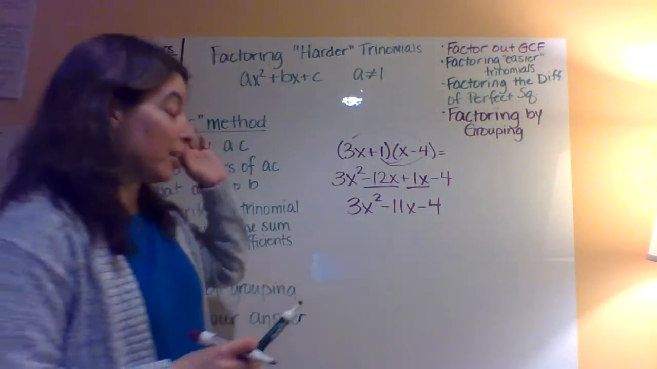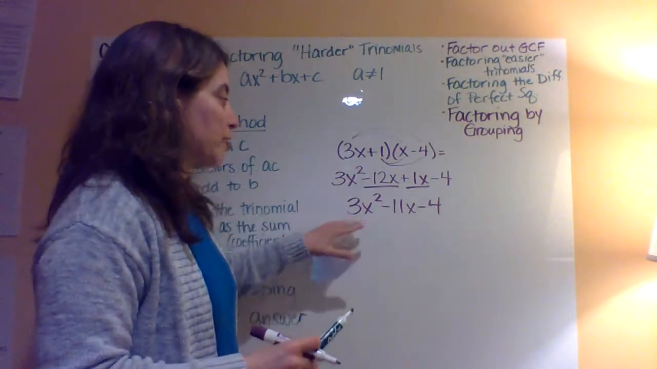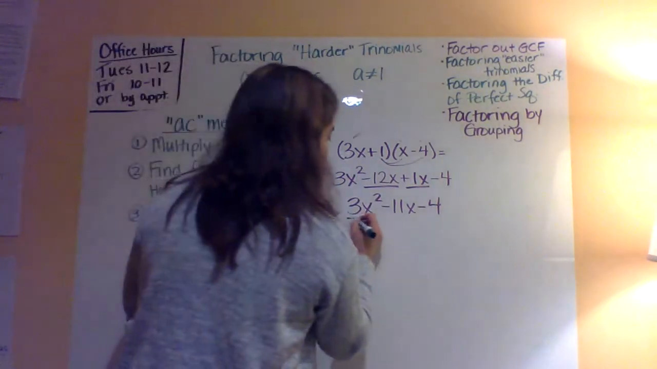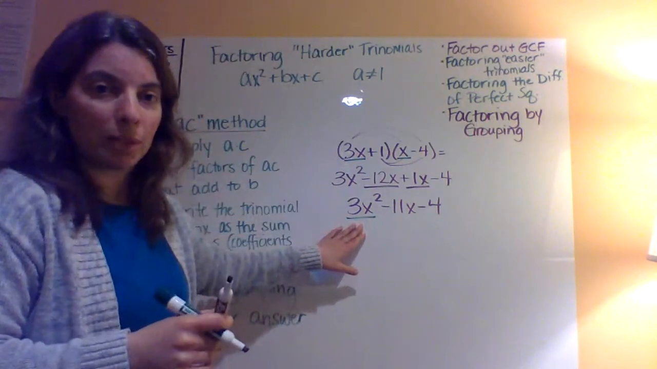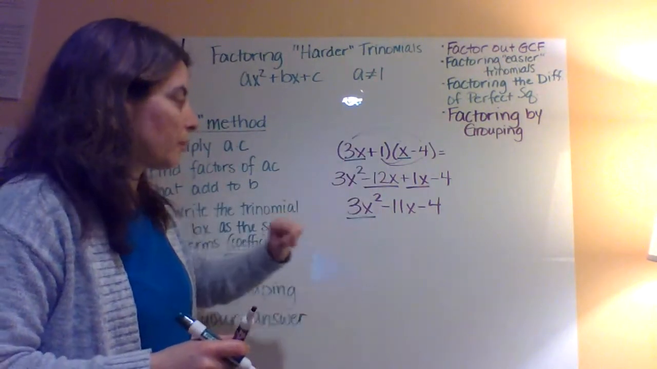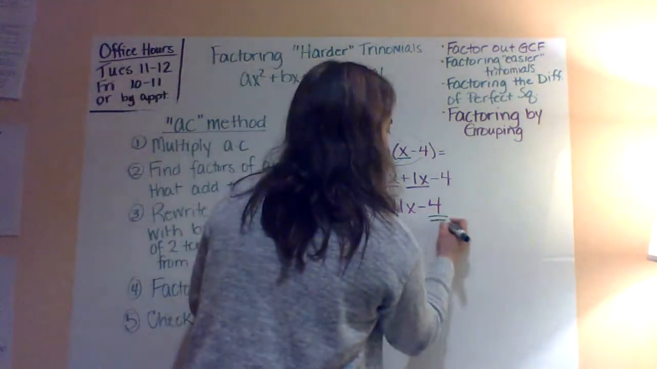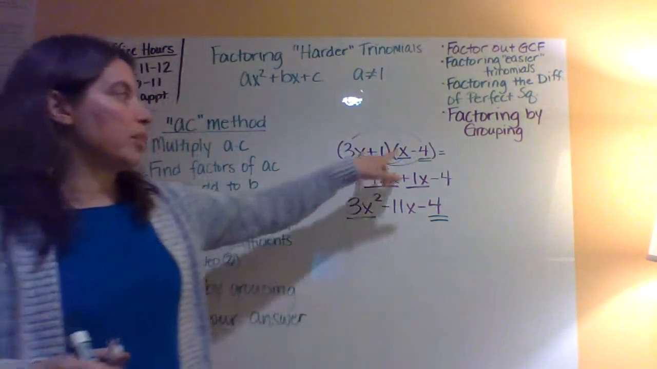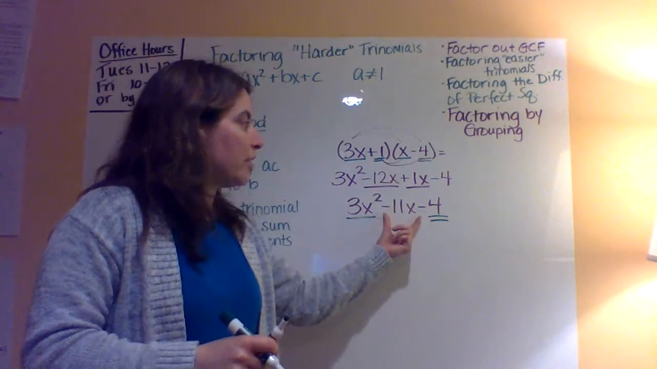So, like we did with the easier ones, let's dissect this and see where these numbers came from. Well, 3x squared came from the first times the first being multiplied. Okay, so that seems pretty reasonable. The negative 4 came from the last times the last being multiplied. Just like before, we see there are different signs that gives us a negative answer. But how about this negative 11?